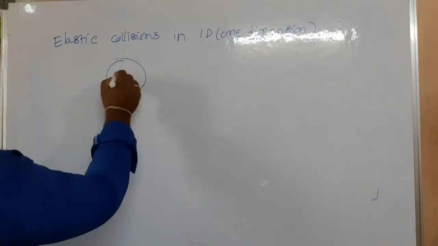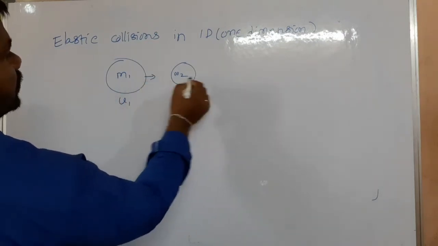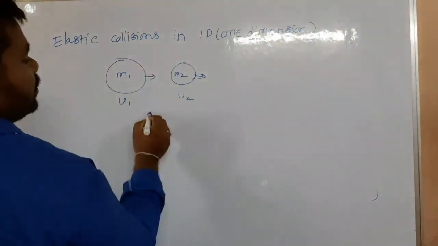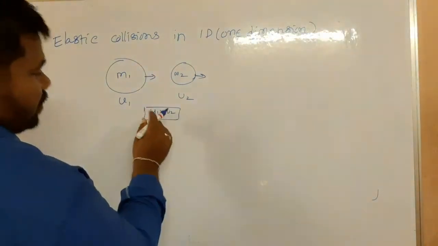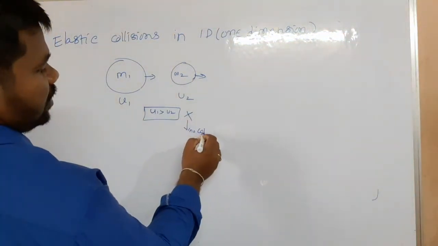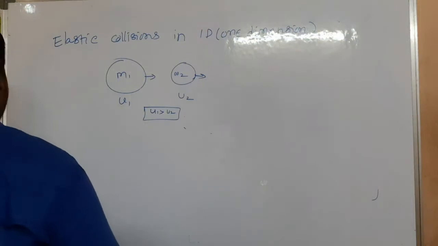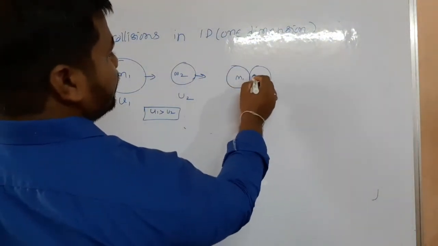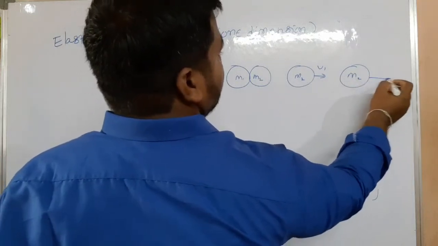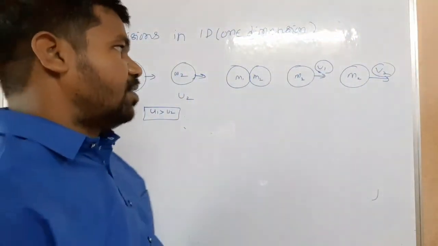Consider two bodies m1 and m2 with initial velocities u1 and u2, moving with different velocities. The condition is that u1 is greater than u2; if this condition is obeyed, the collision can take place, otherwise no collision takes place. After the collision, the bodies move with different velocities, and we have to find the final velocities of the bodies after the collision.